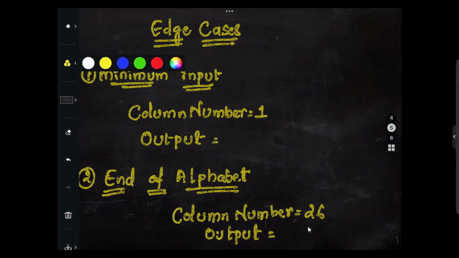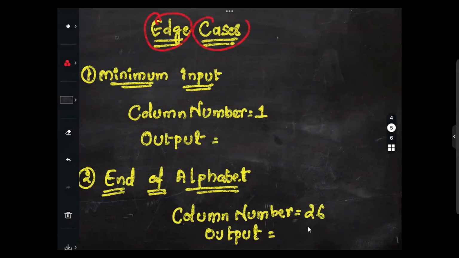So what is the edge case here? So let's go with the edge cases here one by one. So the first edge case here is minimum input. So here column number is 1 in this case, and the output is a here. So column number is 1 and the output is a here.